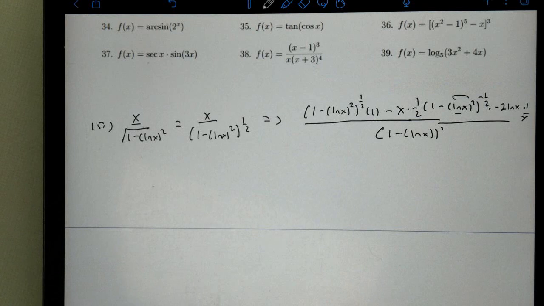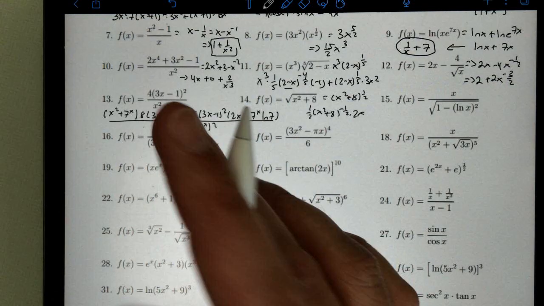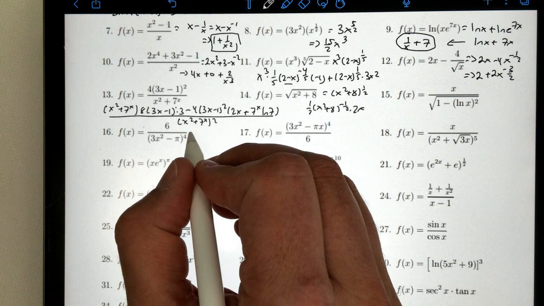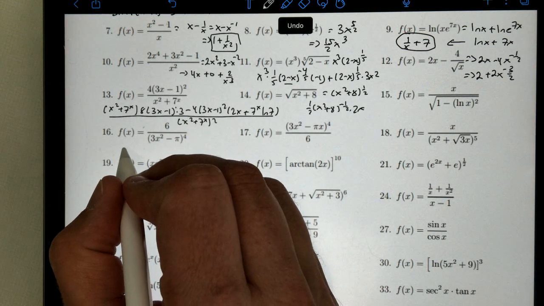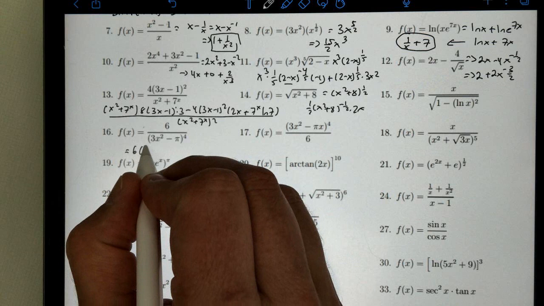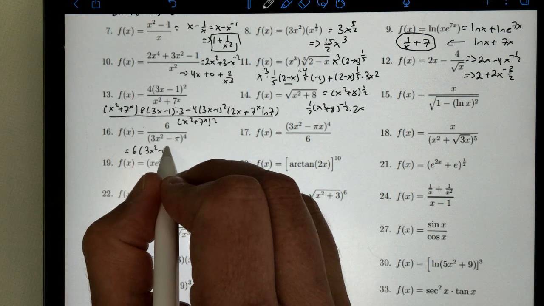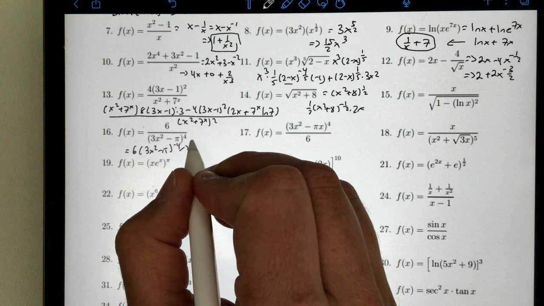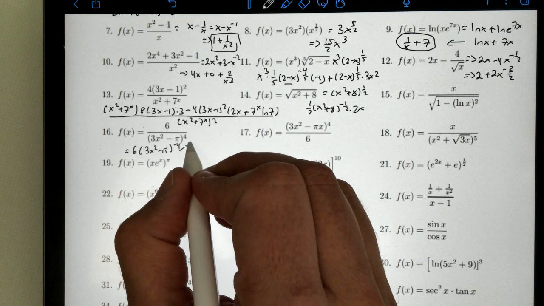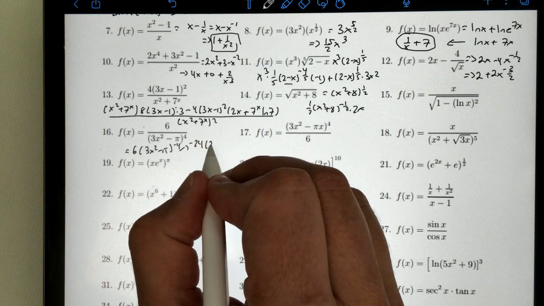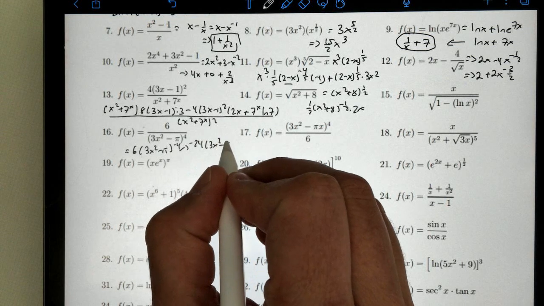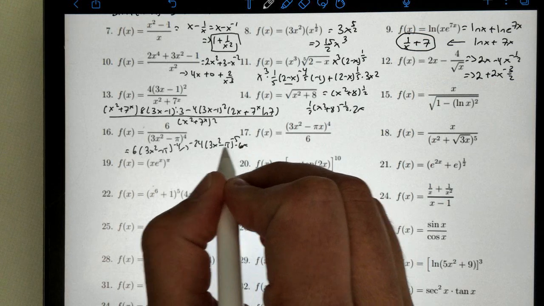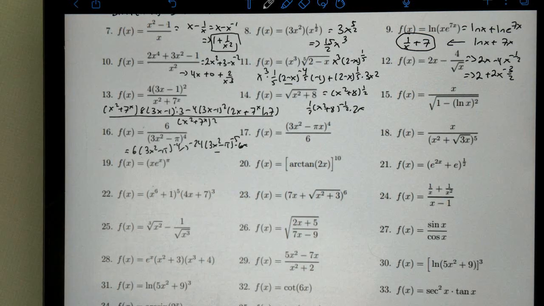All right, so let's take a look at number 16 here. There's a couple ways I can do this. There's no x on top, so I can bring the entire thing to the top. 6 times 3x squared minus pi to the negative 4. Therefore, for the derivative, we're going to get this, just use power rule though, negative 24 times 3x squared minus pi to the negative 5 times 6x. Don't forget your chain rule.